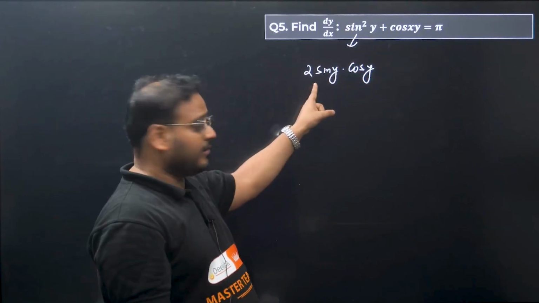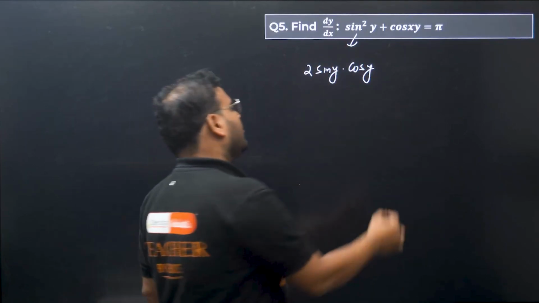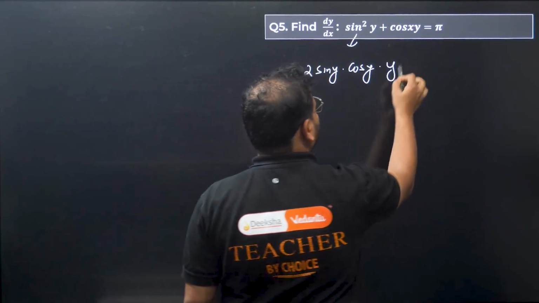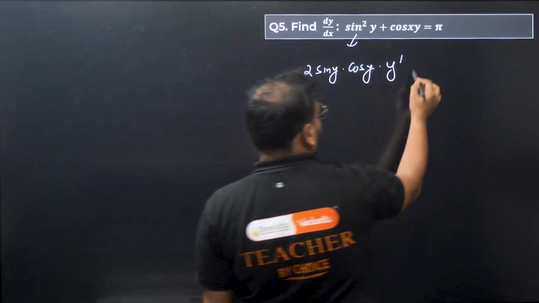So I got 2 sin y. Now I've differentiated sin y, I got cos y. Is it over, sir? Of course not, sir. You have taught us now. Differentiate y also. We get y dash.